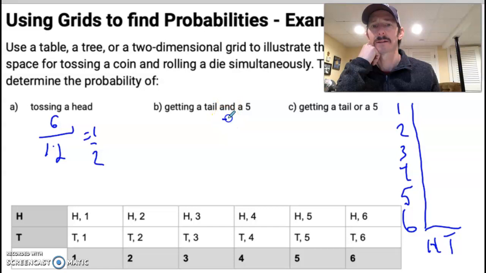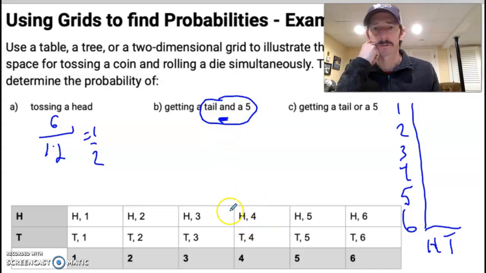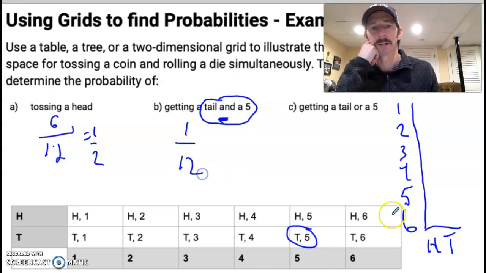Getting a tail and a 5. That means they have to happen at the exact same time. So if I look down here for when I have a tail and a 5, it's right here. That's the only one that has both of them happening simultaneously, so that'd be 1 out of 12. If I were to do it over here, a tail and a 5 would be that 1 dot out of the 12, and I just made it a little bigger and brighter, but it would be that 1 out of 12.